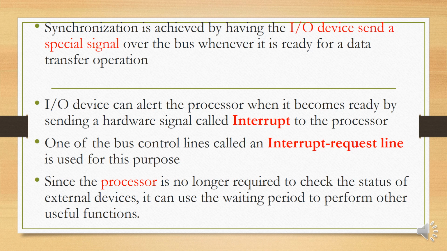Since the processor is no longer required to check the status of external devices, it can use this waiting period to perform other useful functions. There are many situations where other tasks can be performed while waiting for an IO device to become ready. To allow this, we can arrange the IO devices to alert the processor when it becomes ready, right? So this interrupt request line is usually dedicated in the bus to send a hardware signal called an interrupt to the processor.